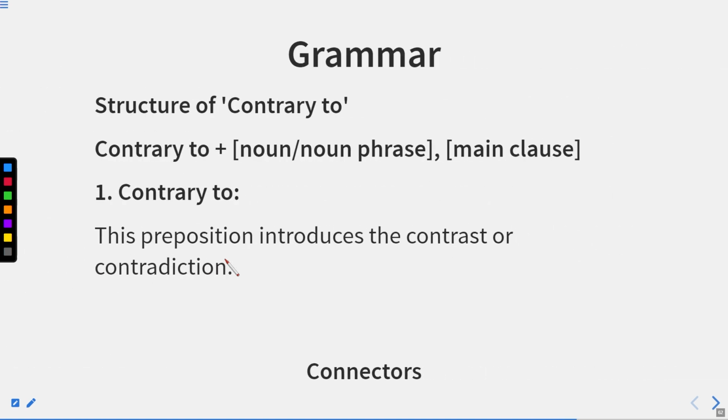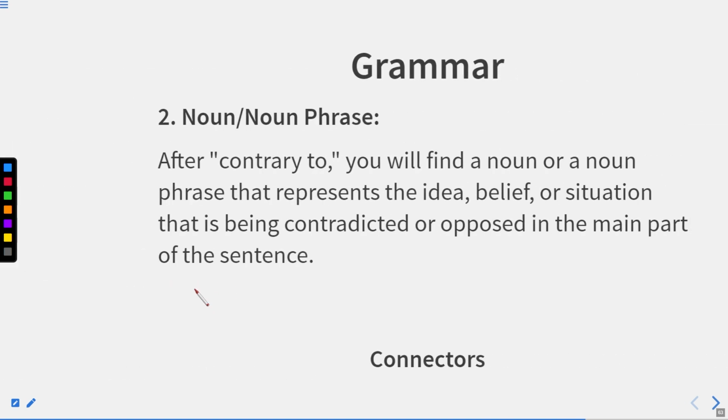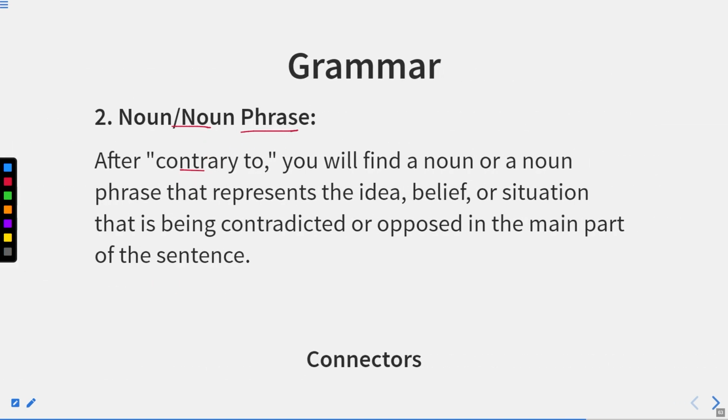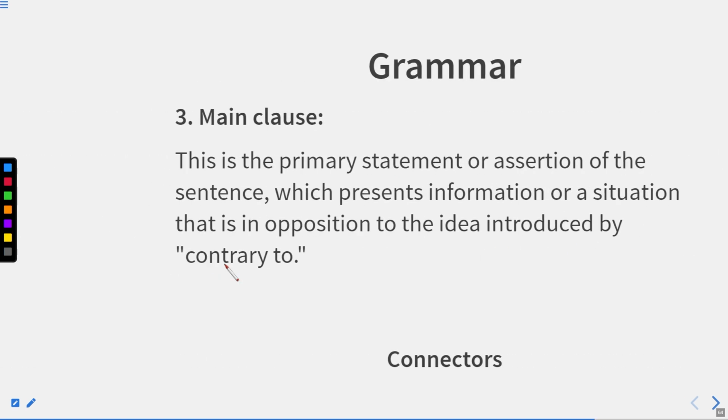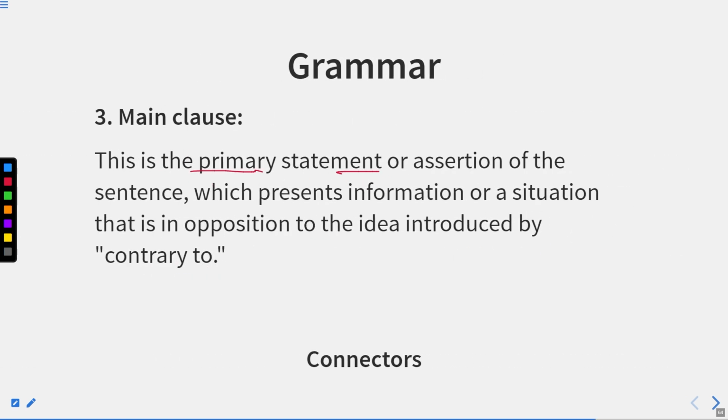Structure of contrary to: contrary to plus noun or noun phrase, and then after that we have the main clause. This preposition introduces the contrast or contradiction. After contrary to, you will find a noun or a noun phrase that represents the idea, belief, or situation that is being contradicted or opposed in the main part of the sentence.